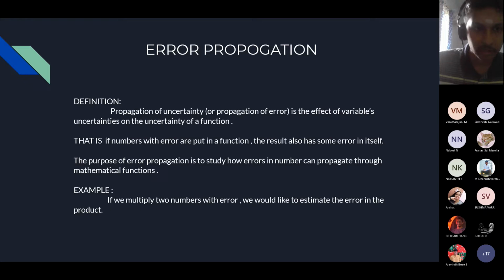So definition: propagation of uncertainty, or propagation of error, is the effect of variable uncertainty on the uncertainty of a function. In simpler terms, we can say that if a variable has an error and we use it in a function, then the error propagates until we see the final result. In the beginning, the error may seem extremely small, but when it accumulates, it may significantly change the result we require. For example, if we multiply two numbers with error, we get a different result from what we expect.